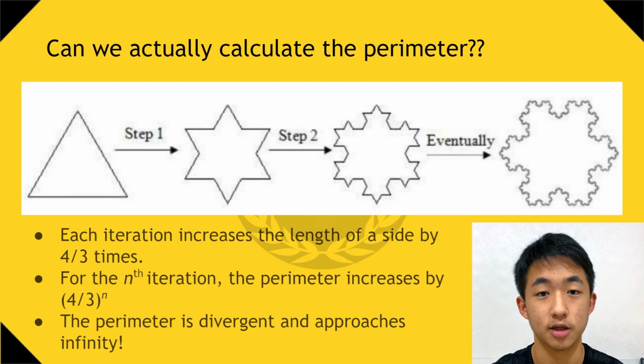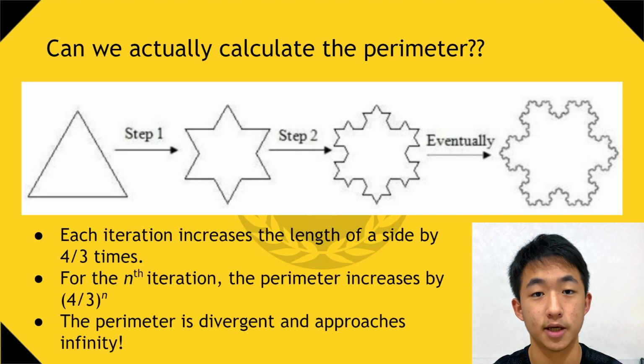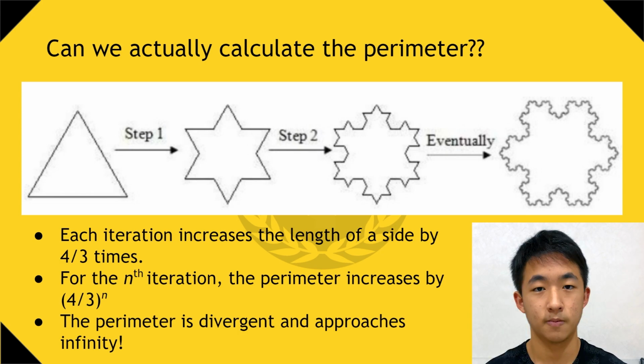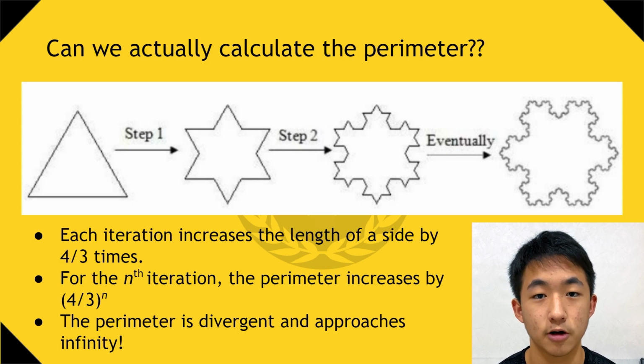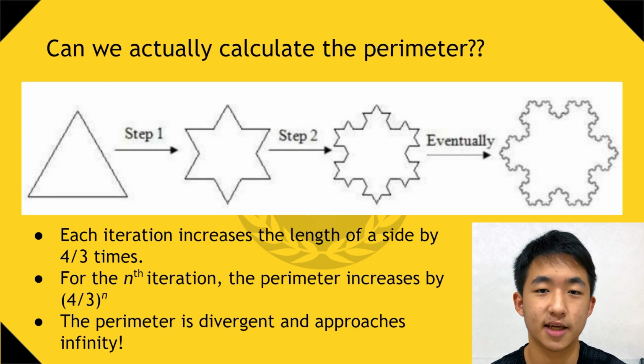For every iteration, the length of each side of the Koch snowflake is increased by 4/3. Hence, for the nth iteration, the perimeter of the Koch snowflake would increase by 4/3 to the nth power. Thus, since the perimeter of the Koch snowflake increases by a ratio that is greater than 1 for every single iteration, we can conclude that the perimeter of the final iteration of the Koch snowflake is divergent and would eventually approach infinity. Therefore, we can't calculate the perimeter of a Koch snowflake.